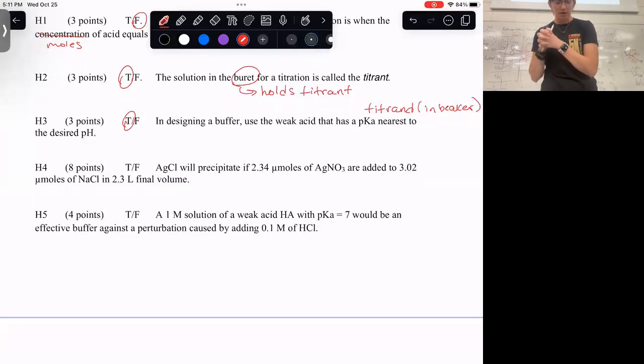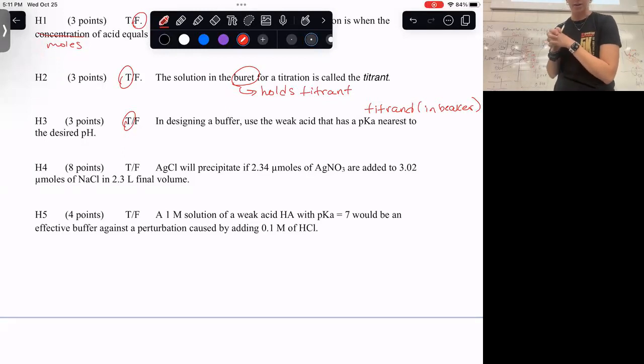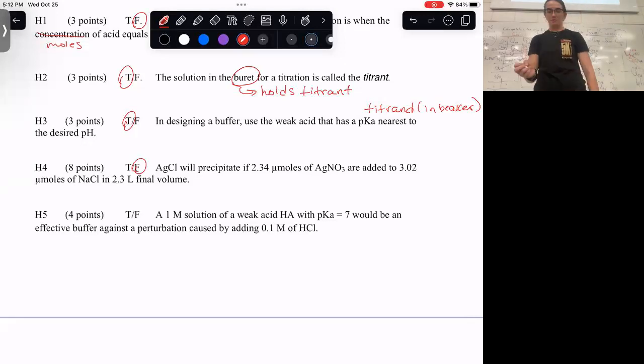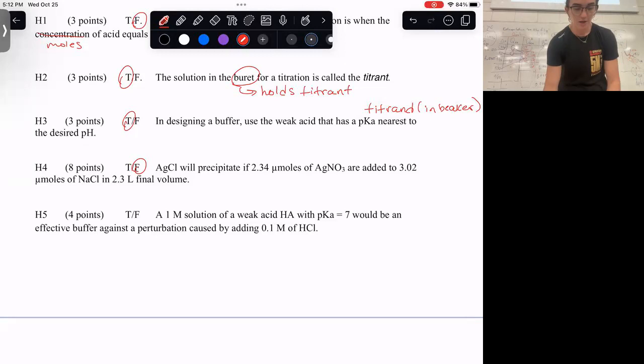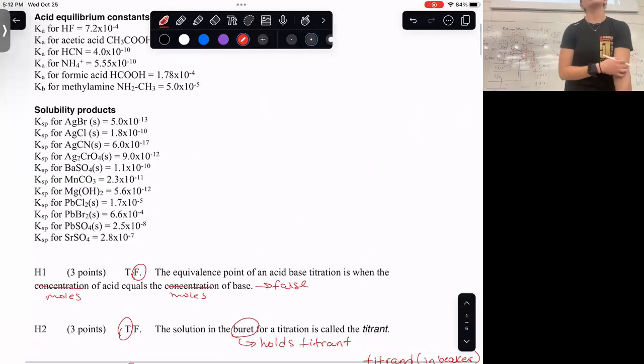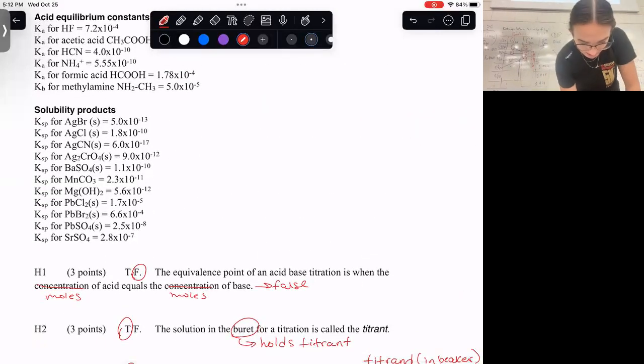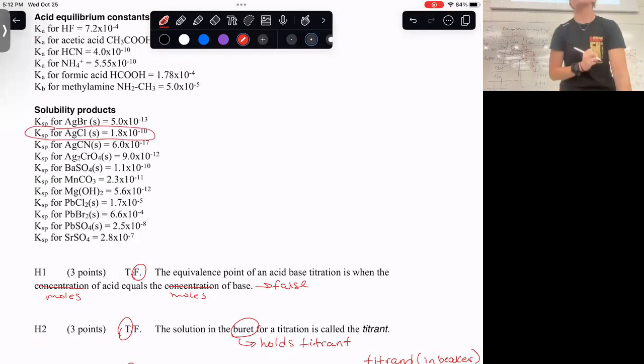Question 4. Silver chloride will precipitate if 2.34 micromoles of silver nitrate are added to 3.2 micromoles of sodium chloride in a 2.3 liter final volume solution. Why do we say false? Awesome. Whenever we're looking at this, if you're not sure if silver chloride is solid or soluble, you can always look at your solubility products given at the top. And we see that we do have a Ksp for silver chloride.